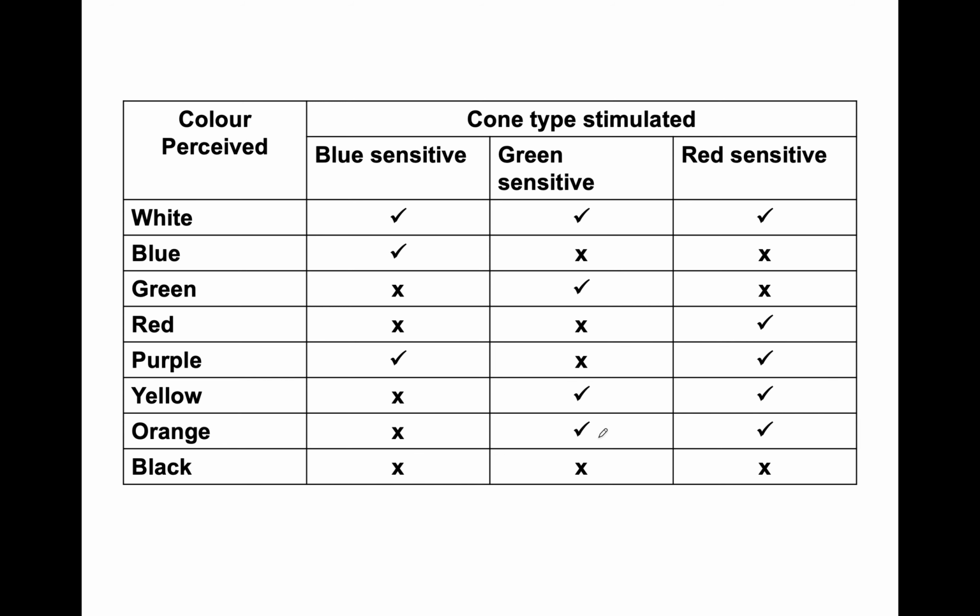So you also have this table in your notes, and it shows how each colour can be perceived. So white light is a mixture of all of the colours of the visible light spectrum, and therefore they contain blue light, green light and red light, or wavelengths which are blue, green and red. White light will stimulate the blue sensitive cones, the green sensitive cones and the red sensitive cones equally to produce what we perceive as white.